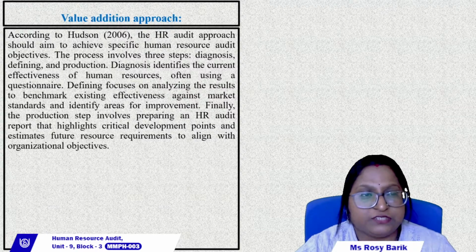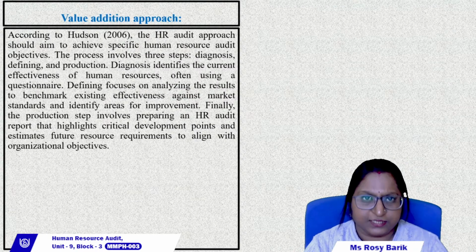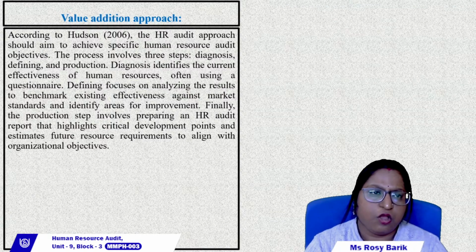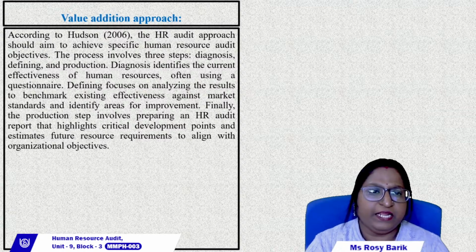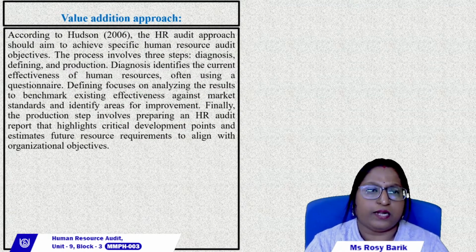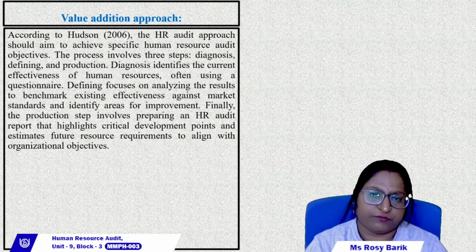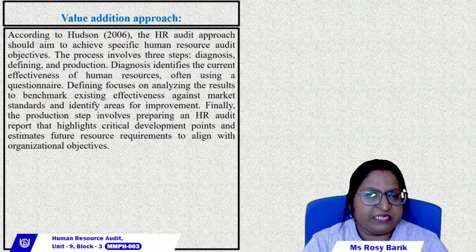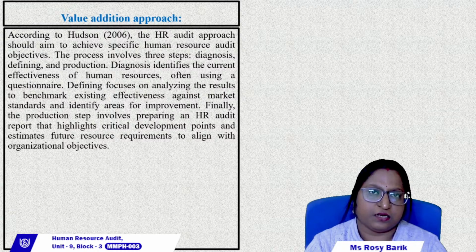So the next one is the value addition approach. According to Hudson's 2006, the HR audit approach should aim to achieve specific human resource audit objectives. The HR process involves three steps: diagnosis, defining, and production. Diagnosis identifies the current effectiveness of human resources, often through a questionnaire. Defining focuses on analyzing the results to benchmark existing effectiveness against the market standard, then identify the areas for improvement. And finally, the production stage involves preparing an HR audit report that highlights the critical development points and estimates future resource requirements to align with the organizational objectives.